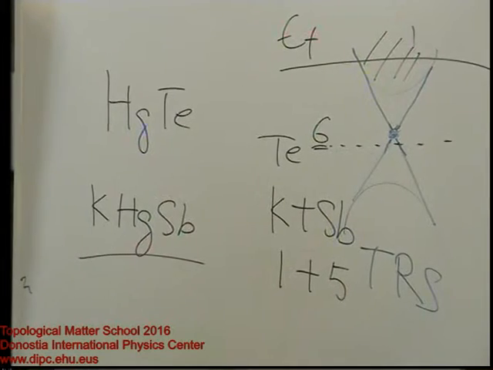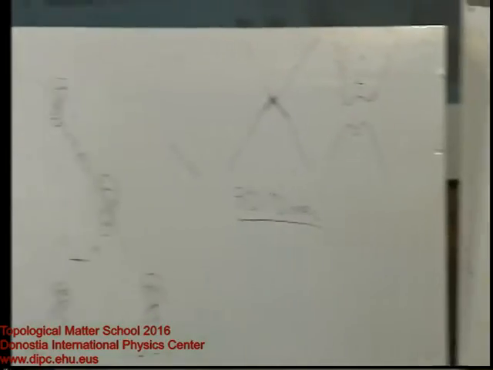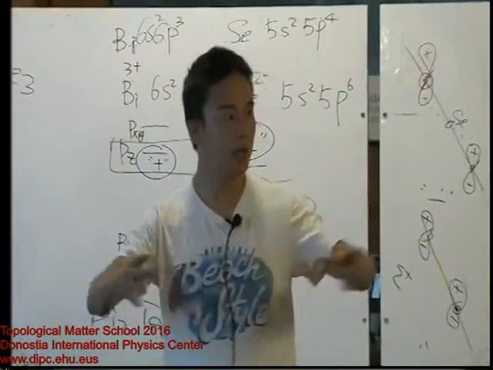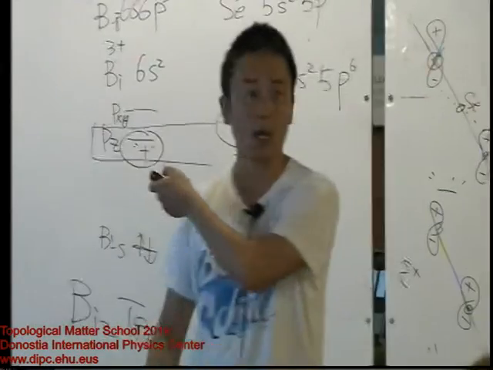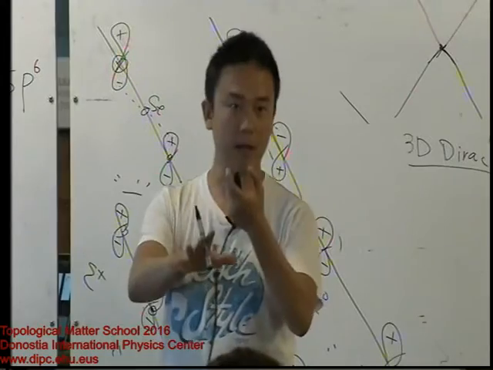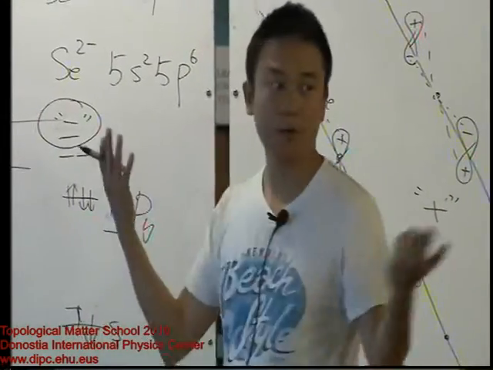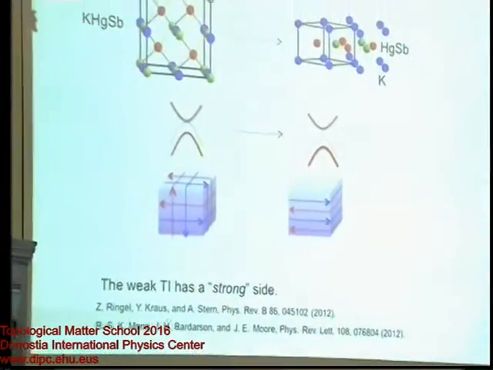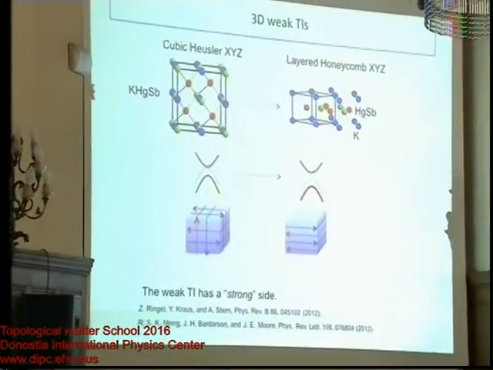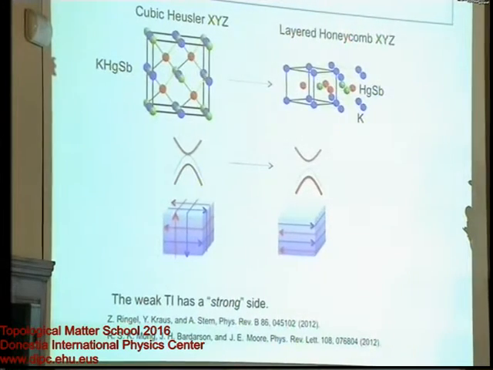The difference is this material crystallizes in a different lattice, not cubic anymore. The mercury and antimony form a honeycomb lattice, and in between these honeycomb layers are the potassium atoms. Potassium just stays there to balance the charge and stabilize the lattice. In the band structure, its states are far from the Fermi energy, so we can forget it. What is important is that, as in mercury telluride, we have the band inversion. Actually here, the mercury antimony layer also has band inversion.